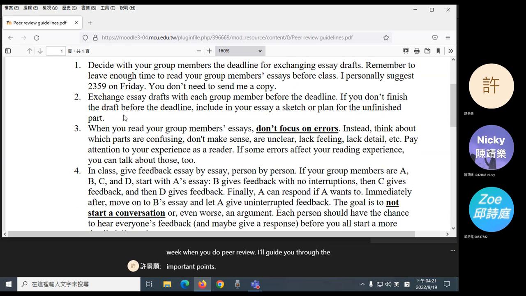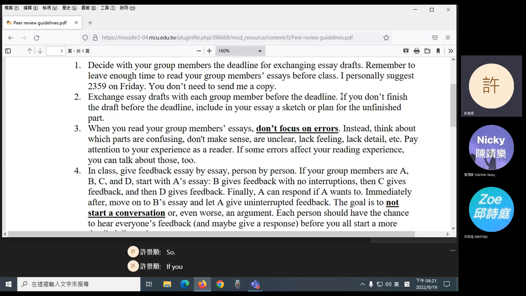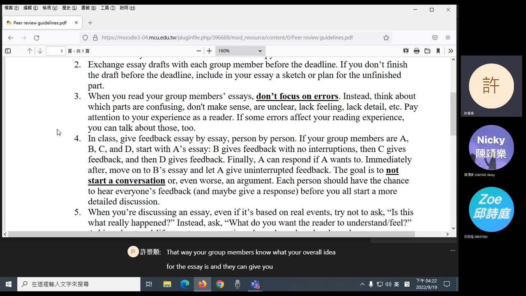So if you don't finish your essay before the deadline that you set with your group members, at the end of your essay, include your plan for how you want to finish. That way your group members know what your overall idea for the essay is, and they can give you better feedback.